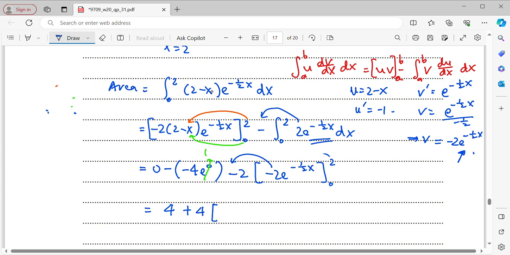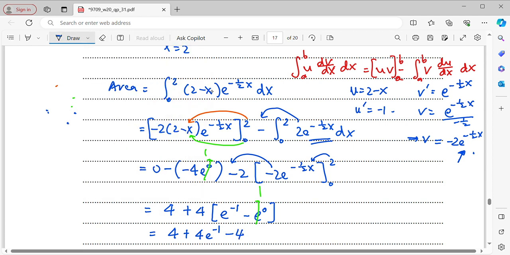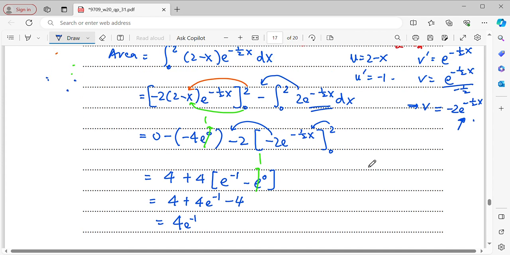And now, replace the x by 2. So e negative 1, then minus e0. So at last, you will get 4 plus 4e power negative 1. And again, e0 is 1. So you will be getting minus 4. So at last, the final answer is 4e to the power of negative 1. So that's the exact area of the shaded region.